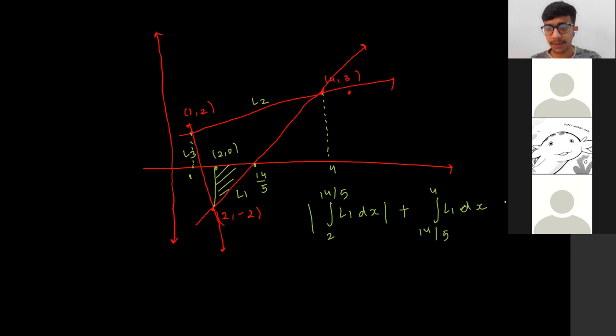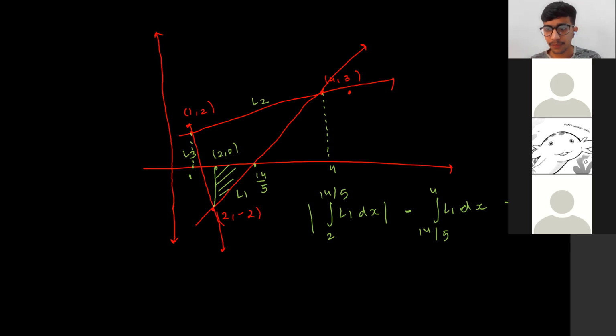Then you calculate the area of L2 from 1 to 4. So 1 to 4 is this. You'll have to actually subtract this area, guys. You'll not have to add it because we already add that area in L2. So minus L1 from 14 by 5 to 4 plus L2 from 1 to 4.